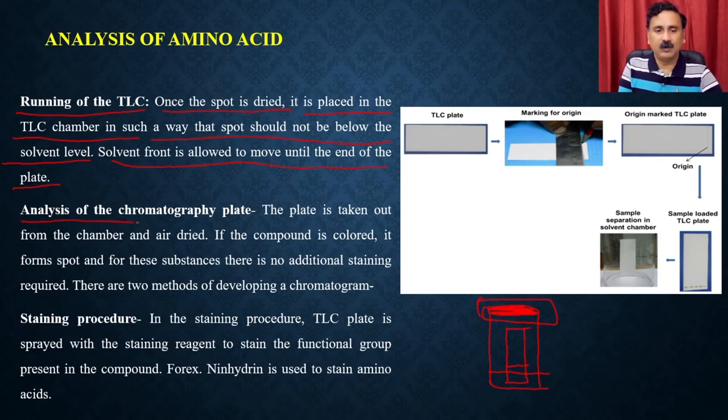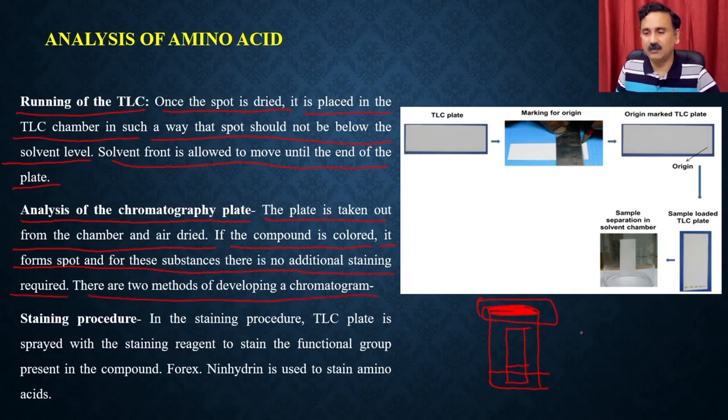The analysis of the chromatography plate. The plate is taken out from the chamber and air dried. If the compound is colored, it forms a spot, and for these substances there is no additional staining required. There are two methods of developing a chromatogram. You can take out the plate and air dry it. If the analytes, like the amino acids, are colored, then they are going to give you a spot, and then you can directly take all the measurements.